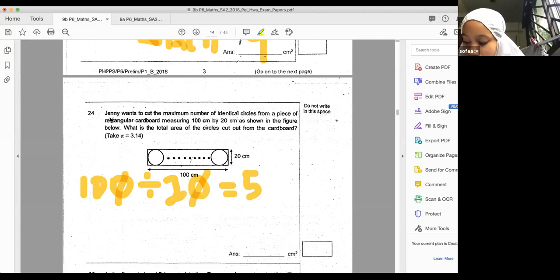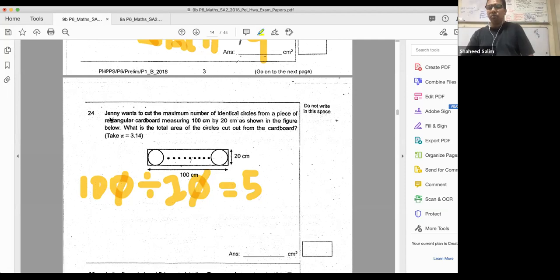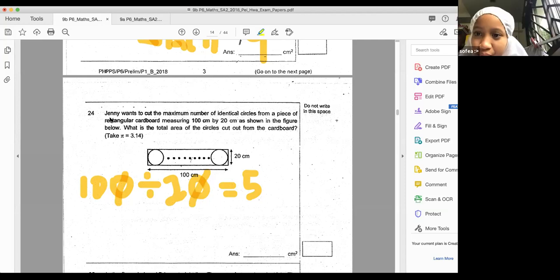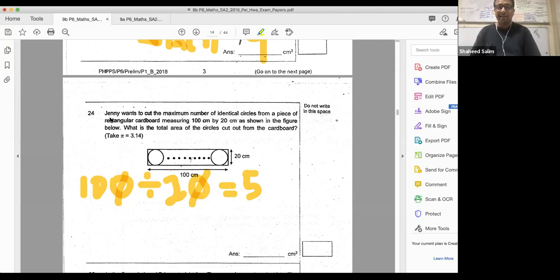The answer is 78.50. 78.50? No, I'm so sorry. What's your area of one circle? What's the area of one circle? You're using a calculator, I can hear. Shame on you. No. What's the area of one circle?